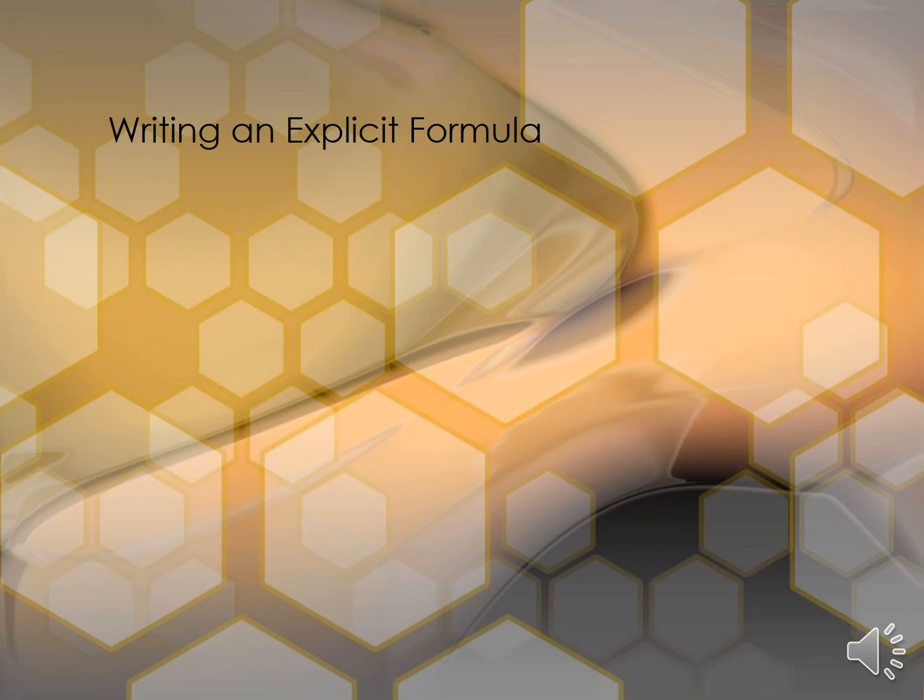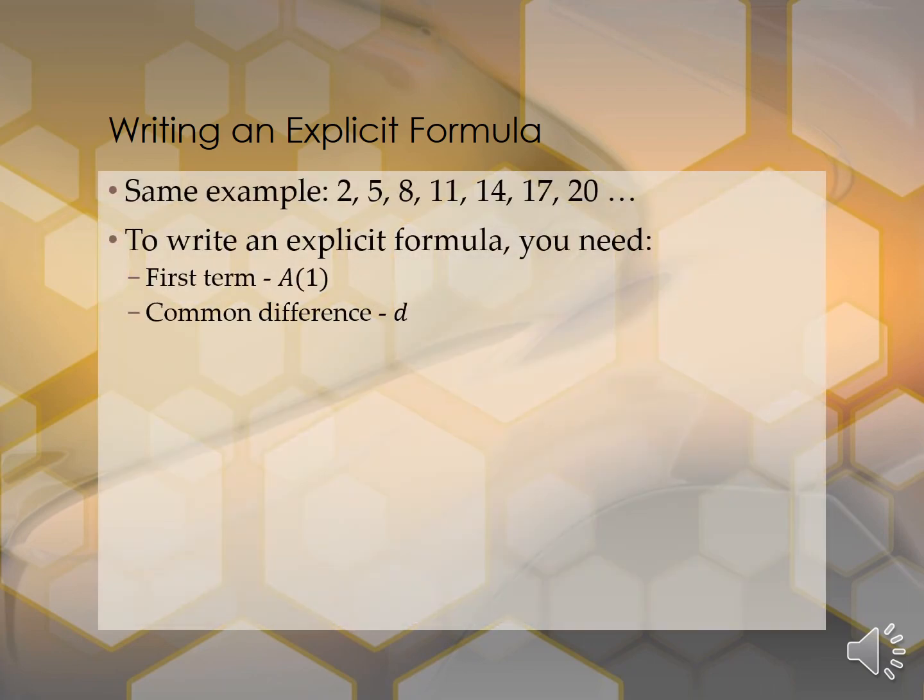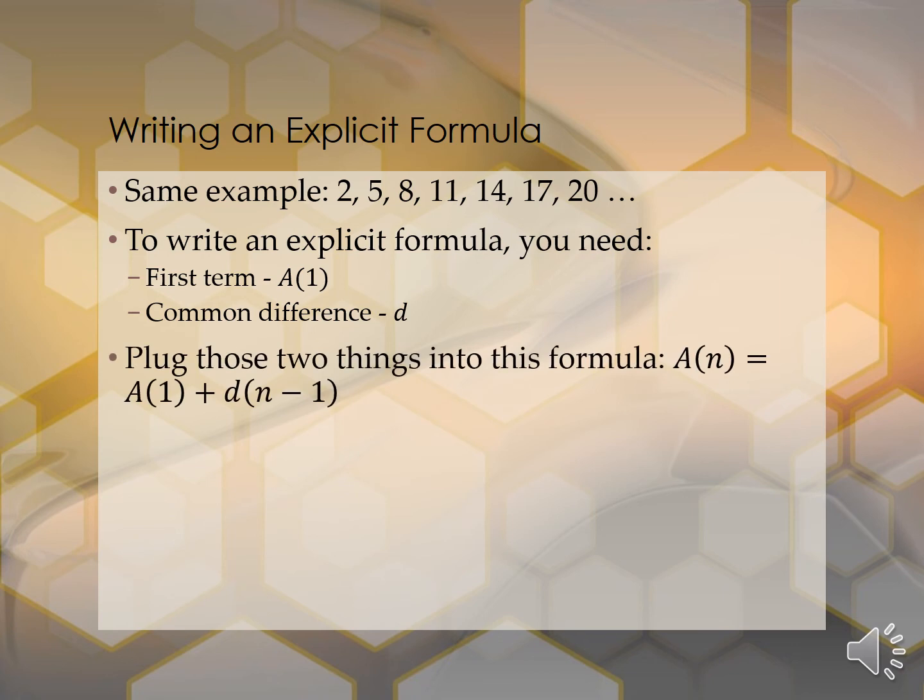The explicit formula becomes a little more difficult. Here's the same example. Now, to write the explicit formula, we need the first term and the common difference. If you remember correctly, the first term is obviously 2, and the common difference is 3. We're going to plug those two things into this formula. a of n equals a of 1 plus d times the quantity n minus 1. When we plug those two things in, we have 2 for a of 1, the common difference is 3, and then we have n minus 1. Remember, anything with an n, leave it alone.